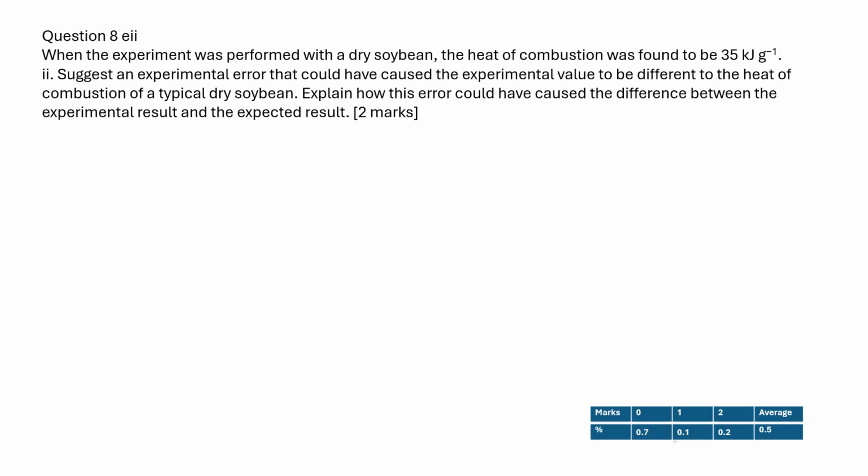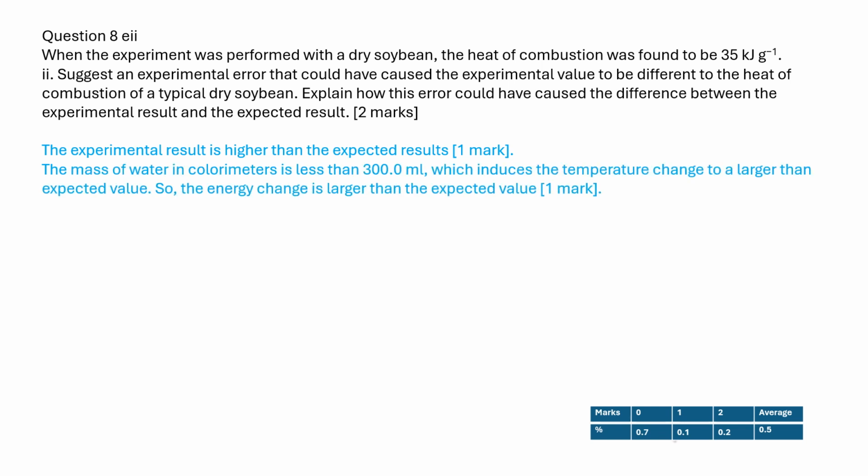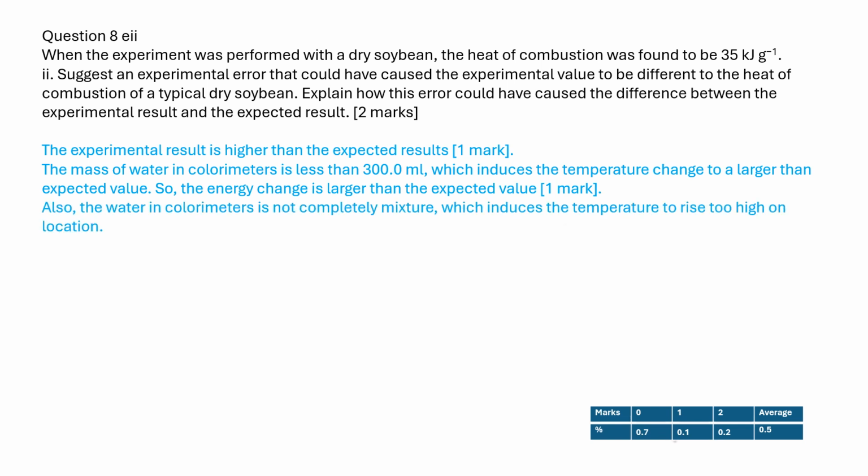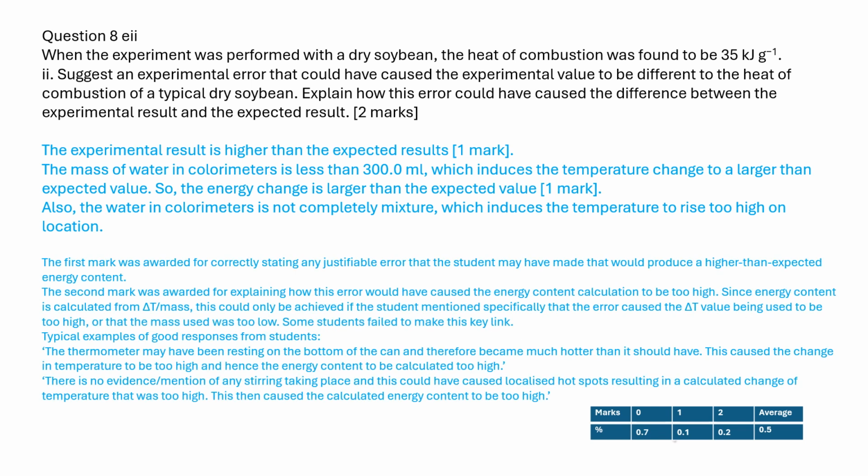The experimental result is higher than the expected results. The mass of water in calorimeters is less than 300.0 milliliters, which induces the temperature change to a larger than expected value. So, the energy change is larger than the expected value. Also, the water in calorimeters is not completely mixed, which induces the temperature to rise too high in one location. It is okay that any reason is related to temperature change too high.